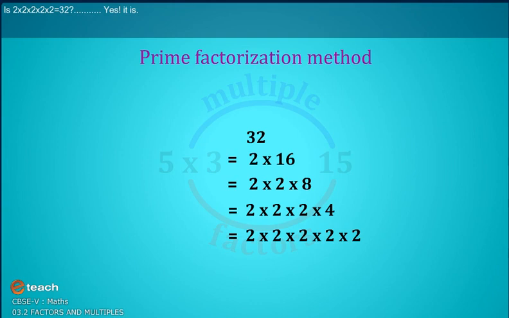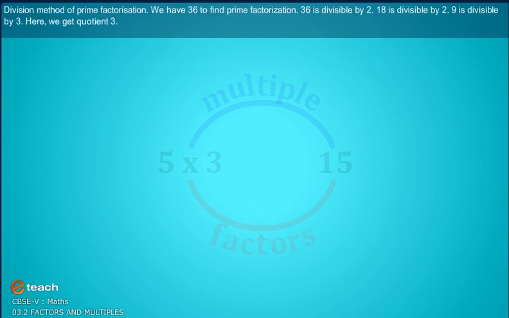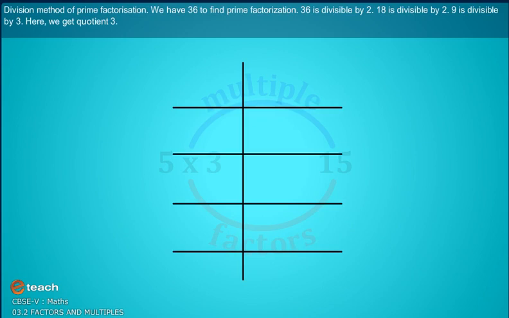Is 2 into 2 into 2 into 2 into 2 equal to 32? Yes, it is. Division method of prime factorization. We have 36 to find prime factorization.